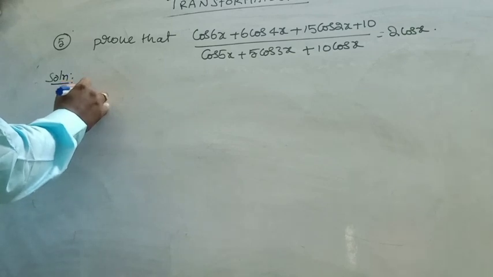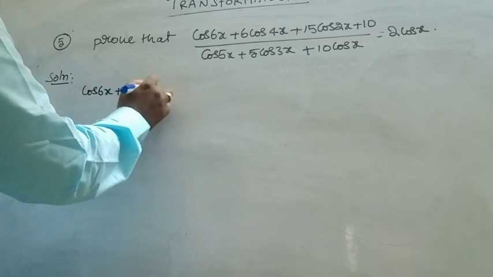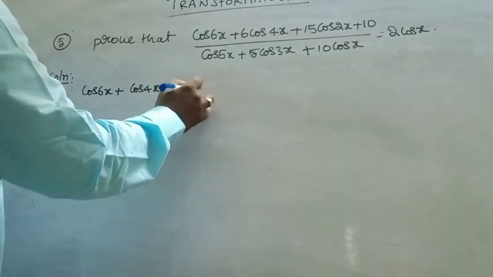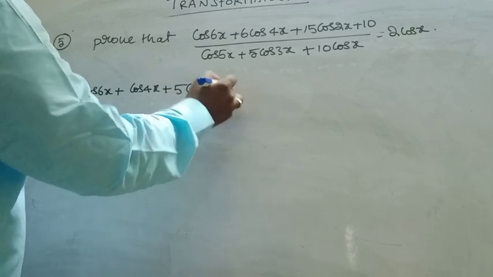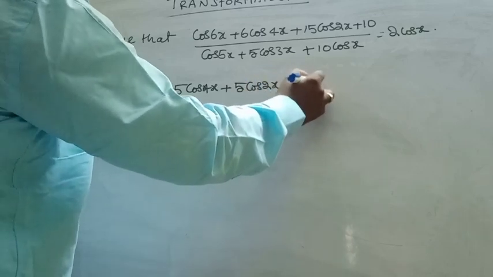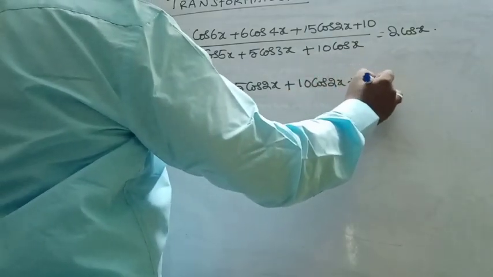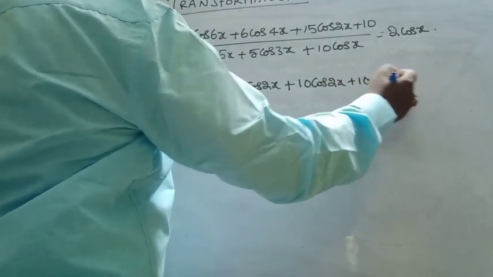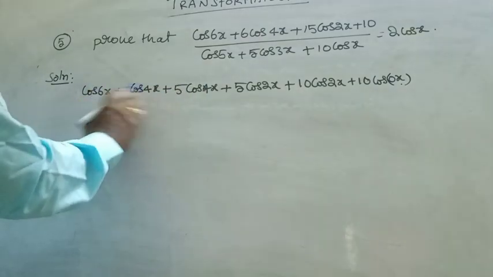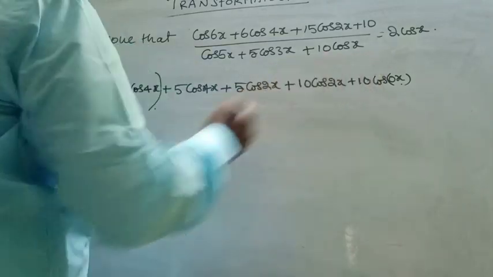Let us take the numerator here, cos 6x. I am going to write 6 cos 4x as cos 4x plus 5 cos 4x, then 5 cos 2x plus 10 cos 2x, and then plus 10 into cos 0x, because cos 0 is 1. We have grouped the things like this: this is one group, 5 as one group, and 10 as one group.